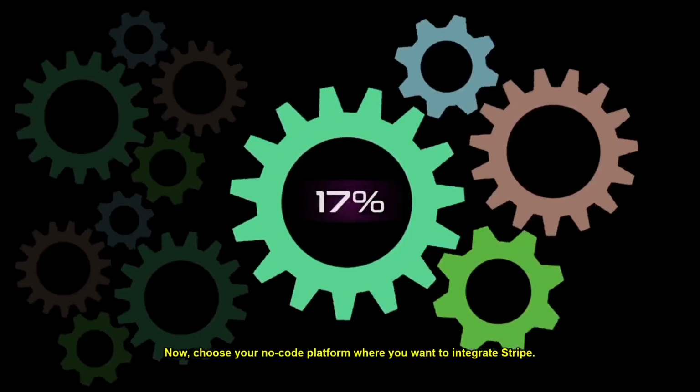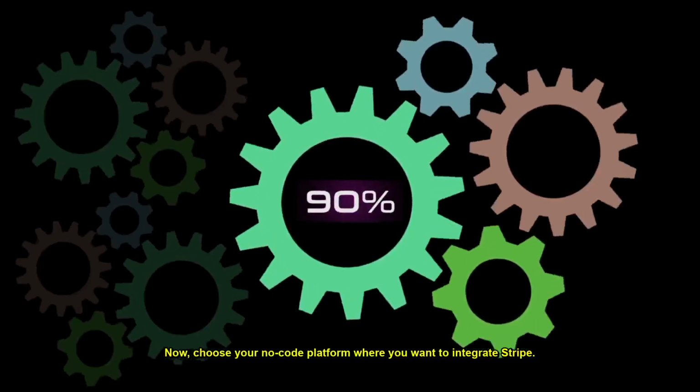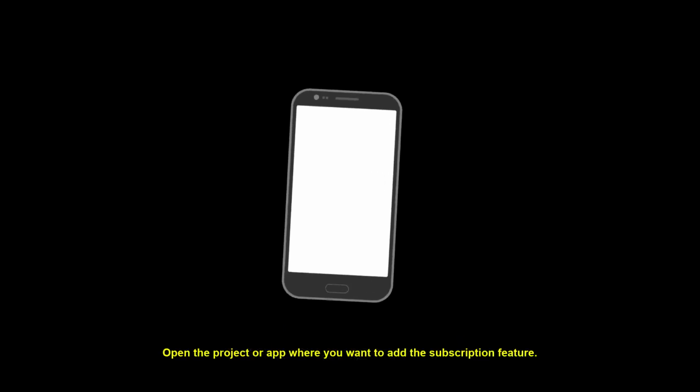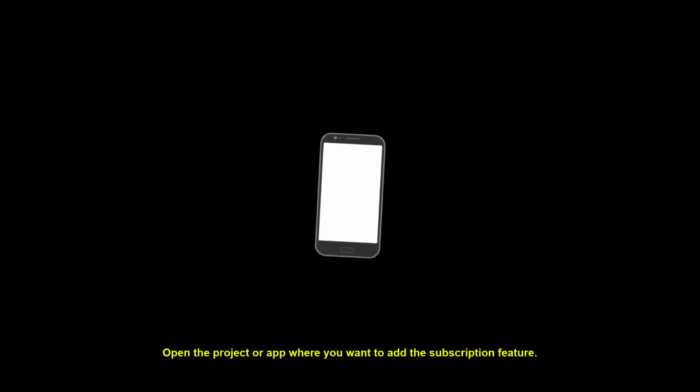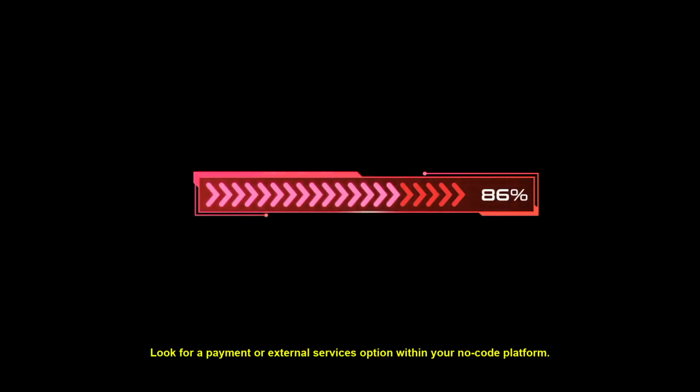Now, choose your no-code platform where you want to integrate Stripe. Open the project or app where you want to add the subscription feature. Look for a payment or external services option within your no-code platform.